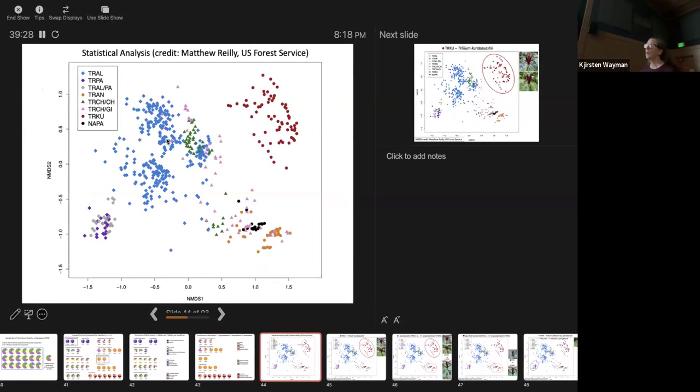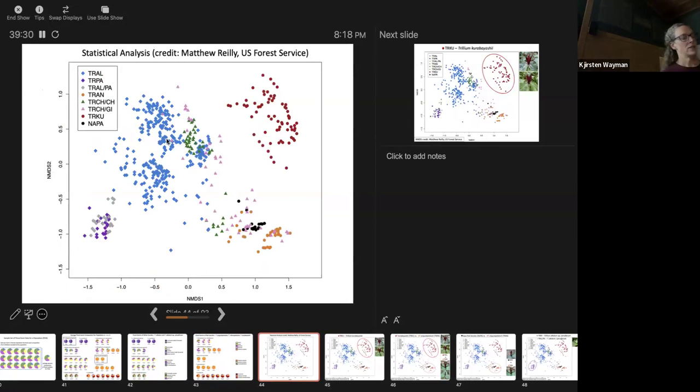So we just looked at the data in terms of populations and pie charts, but I'm going to present the data to you now in a slightly different way. And we're going to use some statistical analysis. I didn't do these statistical analyses, rather Matt Riley did. Matt Riley is a forest ecologist who works with the U.S. Forest Service up in Oregon. And he did these analyses.